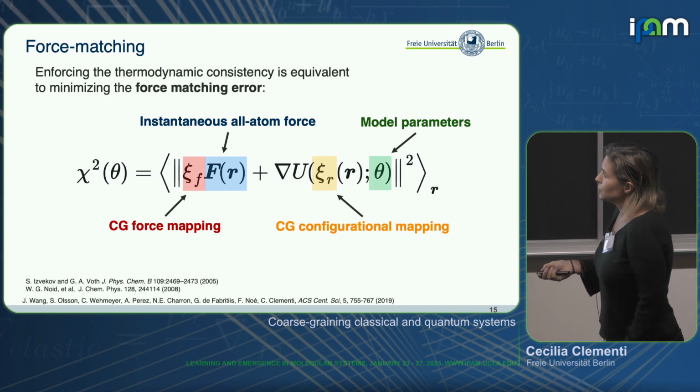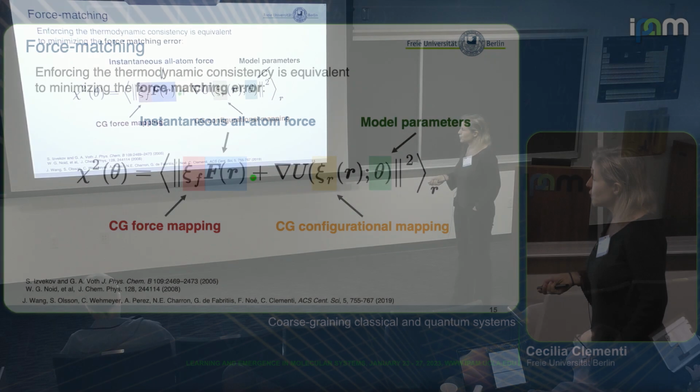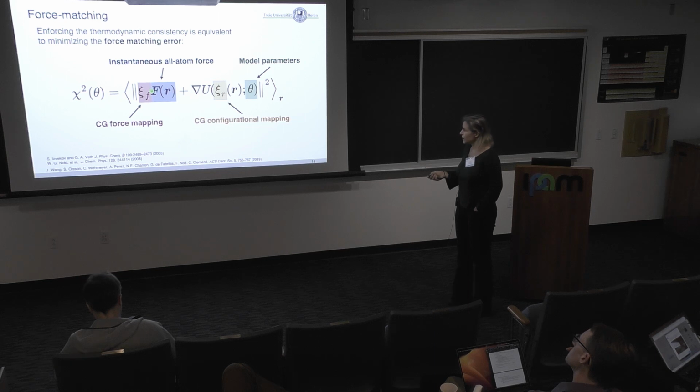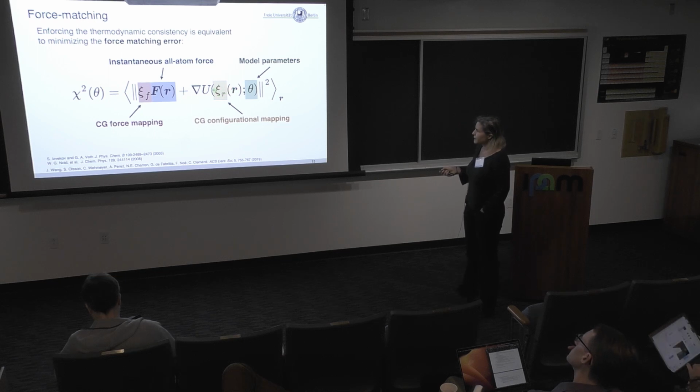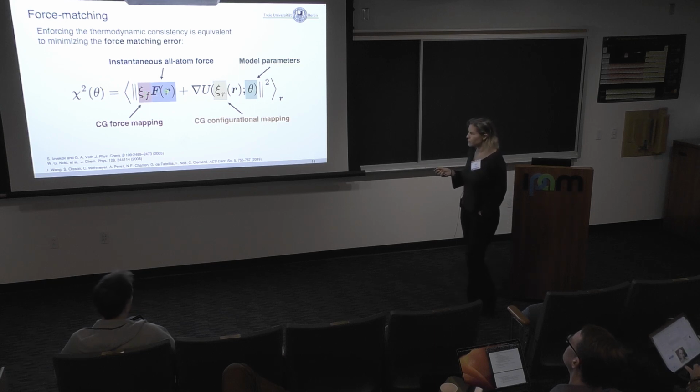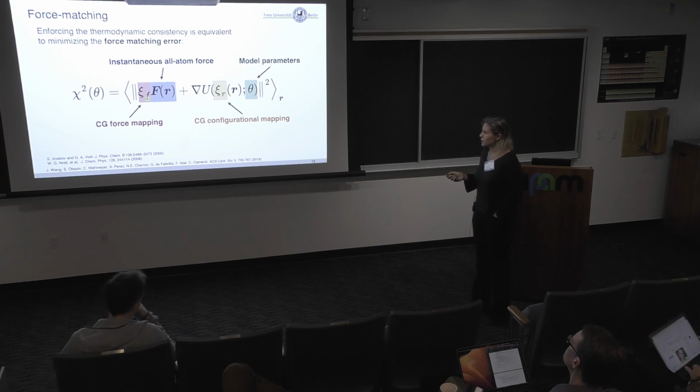There is something about this expression I want to mention: this F here is the instantaneous all-atom force, and R are the atomistic coordinates. There are two projection operators here. One is the coarse-grained mapping that projects the atomistic coordinates into the coarse-grained space. And one is the mapping of the forces into the coarse-grained space.